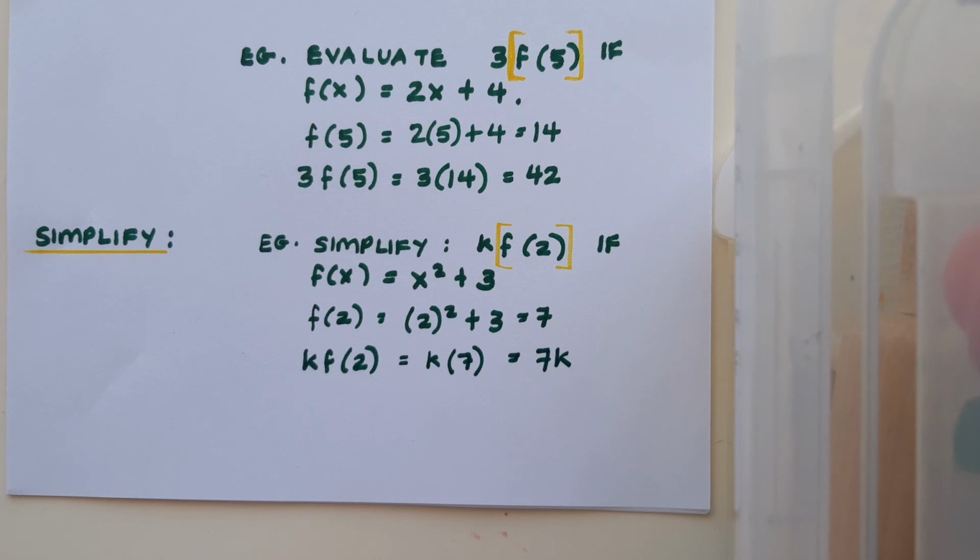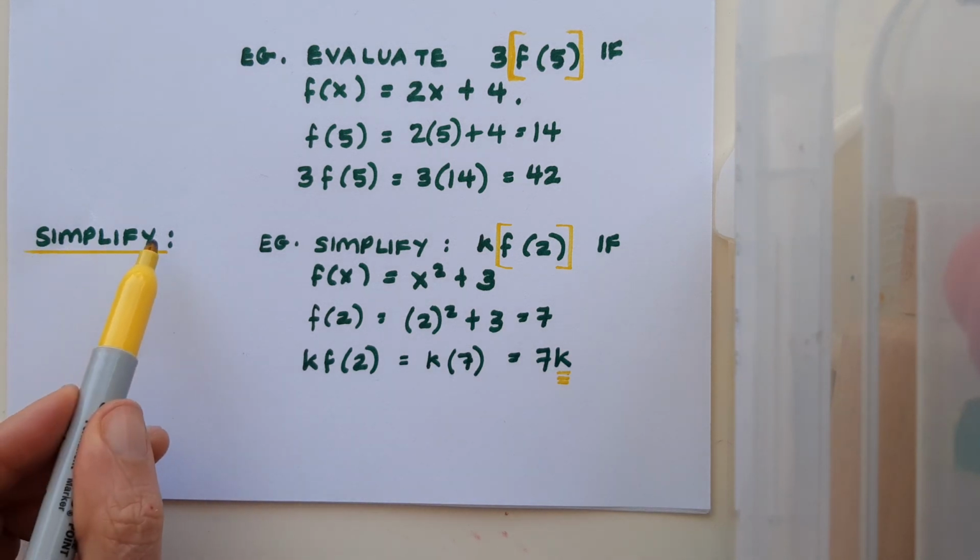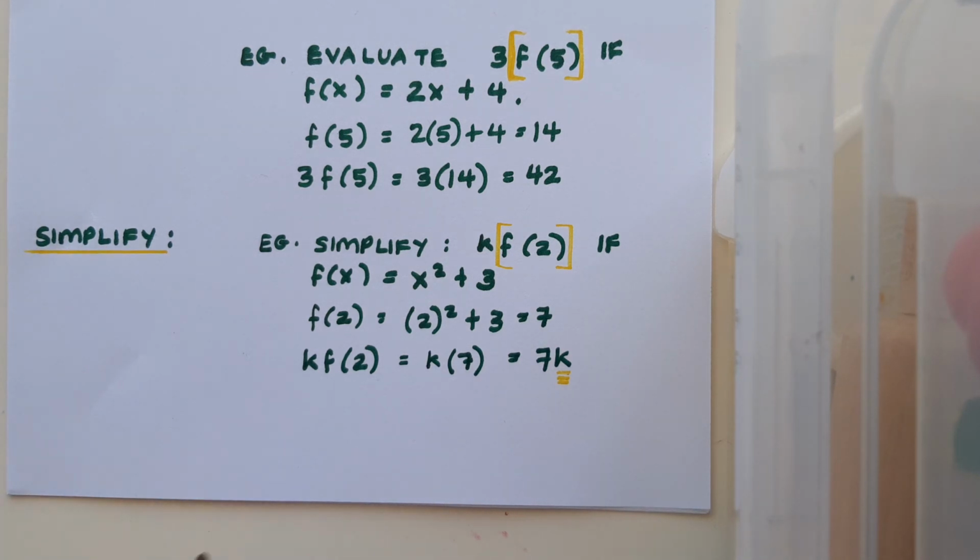My result is 7k. Notice how there is a k in my answer. That's the reason the question asked me to simplify instead of evaluate, because I don't have a full number answer at the end. The expression that I have has a letter k.